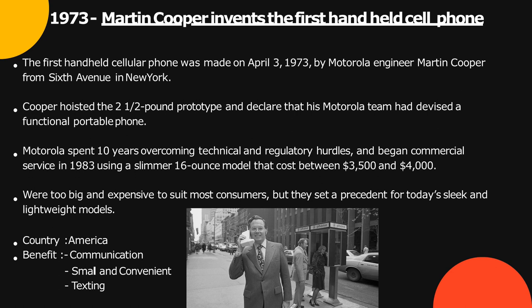The origin country for the cell phone is America, and the benefits of the cell phone are communication, being small and convenient, and texting. We can see nowadays the smartphone or cell phone is really important, and it has become a daily routine for us to check our phone at least one time per hour. So it is really important to our society nowadays.